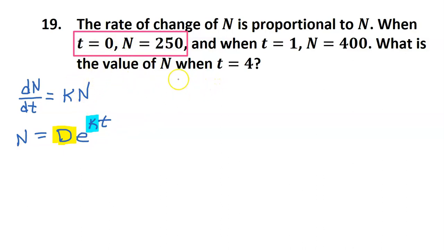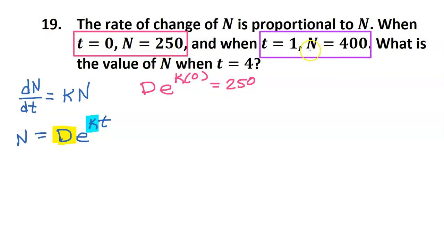So let's see, when t equals 0, that means that d times e to the k times 0, see t equals 0, then n should be 250. So this whole thing should equal 250. So this red equation comes from these initial conditions. Now let's write another equation using the other set of initial conditions. So plugging 1 in for t, we have d times e to the k times 1, and this should equal 400.